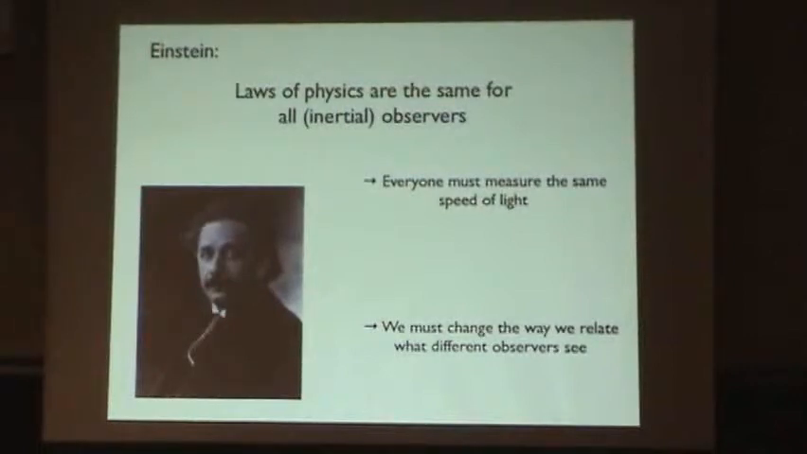That means that we have to change the way that we relate what different observers see. The way that what you see is related to what I see is not just addition of velocities and things like that. So this is sort of a transition point. You've probably all heard about this before.